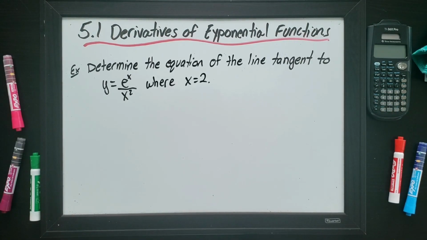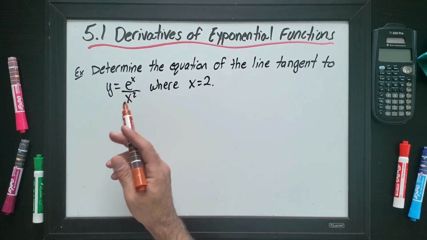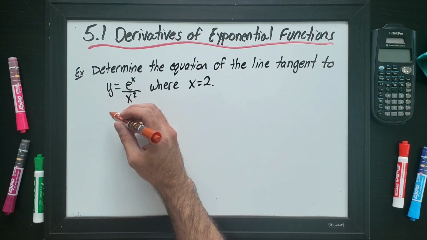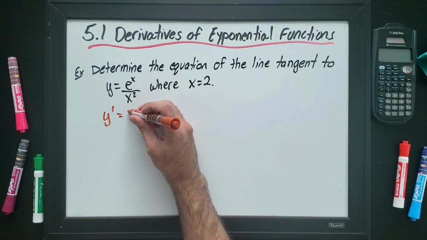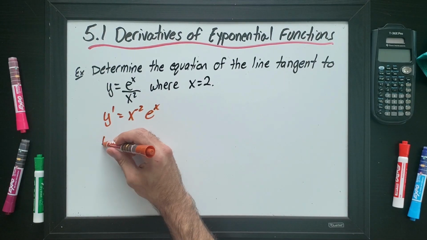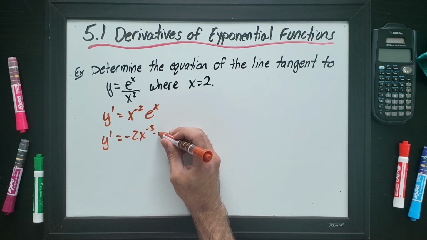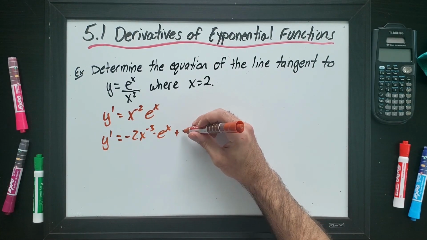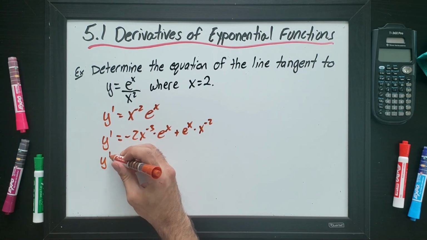Okay, so in this example, we have to determine the equation of the line tangent to this function where x equals 2. Okay, so again, the equation of the line, not just the slope of the tangent, not just the first derivative. But in order to find the equation of a line, I need slope. I need this slope of the tangent, so I'm going to find y prime. Okay, and this is quotient rule, but I'm going to go ahead and change this to product rule because I can. And now I'm going to use product rule. The derivative of this times this plus the derivative of this times that.